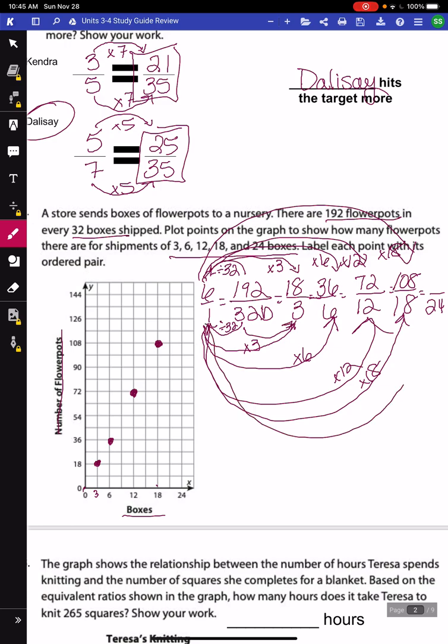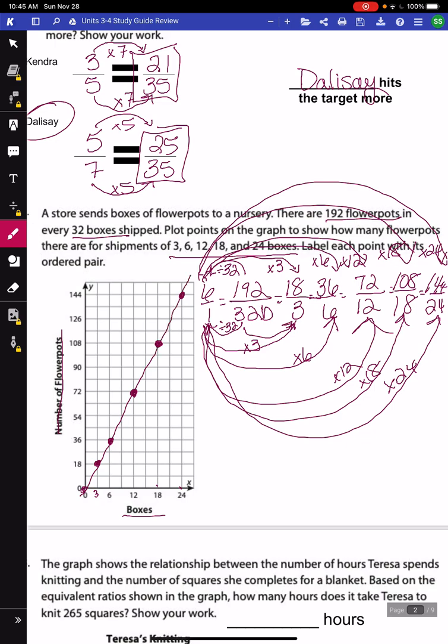What do I do to 1 to get 24? Multiply by 24. What do I do at the bottom? Got to do the top. 6 times 24 is 144. So I'm going to start at the origin, move to the right 24, and then I'm going to go up to 144.